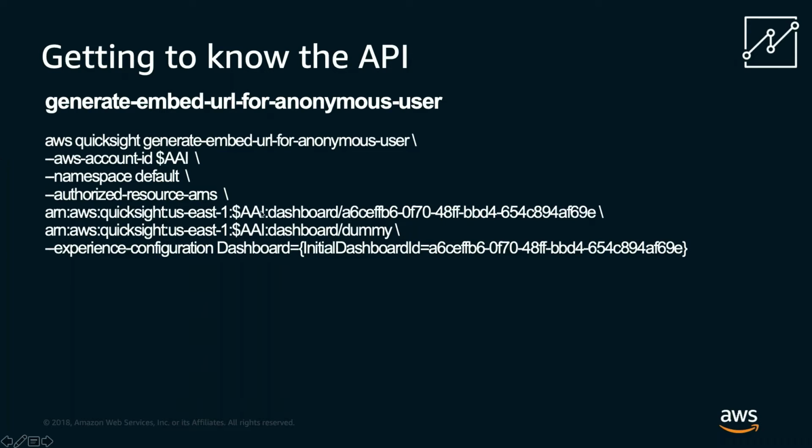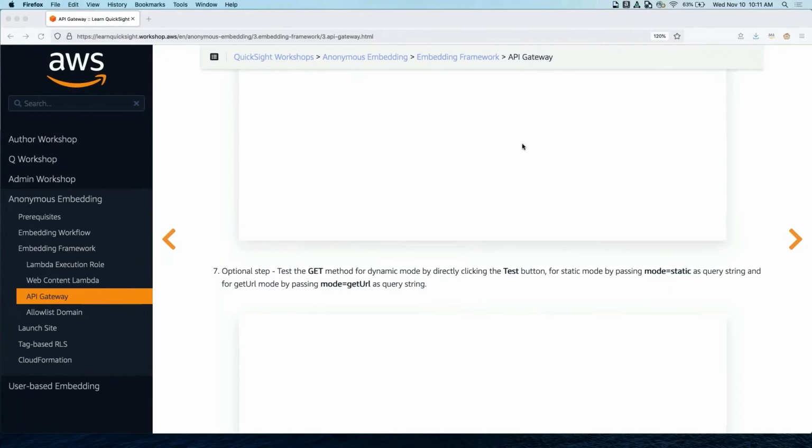Like here I have one valid ID and one dummy ARN provided. You could have those 5 there. And then as part of the experience configuration, you could say dashboard equal to the initial dashboard ID, which you want to display when the link is initially redeemed in the client side. Okay, so we will see this in action straight away. So let's flip over to a terminal here.